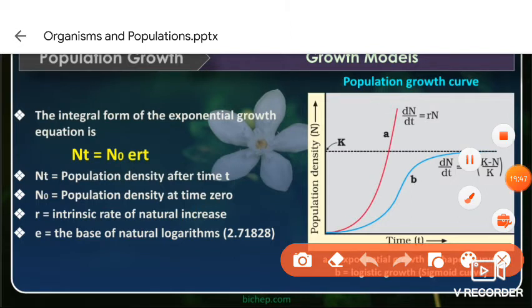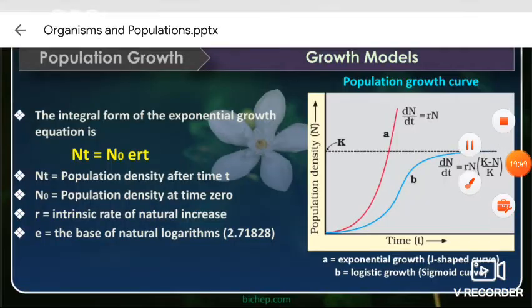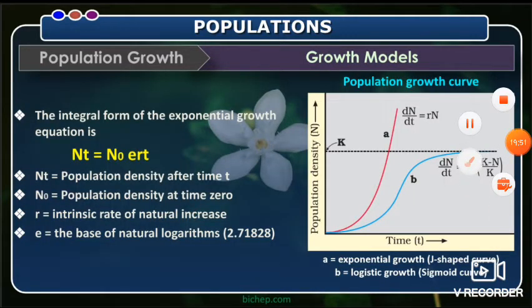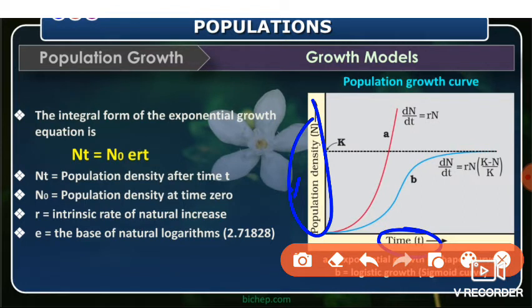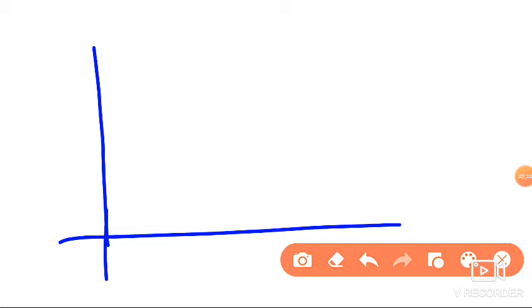This is the population growth curve, and we plot it with respect to population density and with respect to time. Population density with respect to time we are going to calculate here. This I will draw in the next slide. This is the graph representation.